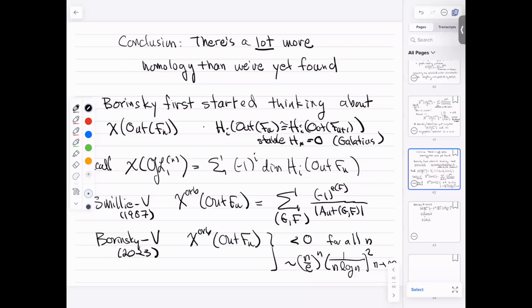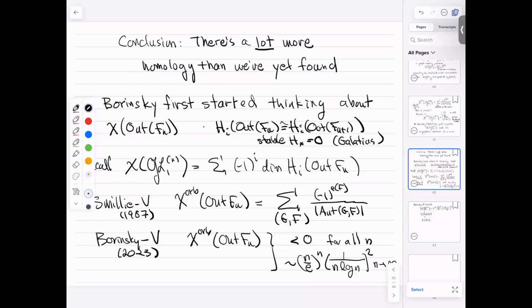We only know one class. No, the Morita classes. We know 3 Morita classes and 1 other class. And oddly enough, the Morita classes are even dimensional classes, but the Euler characteristic is negative. So most of the homology is in odd dimensions. We know 1 odd class in H11 of Out(F7), I think. So there's a lot of work to be done there. Where is all this stuff?